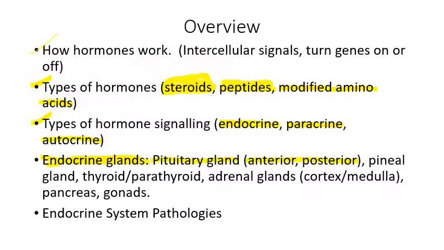And this is quite extraordinary, considering that it's only about the size of a pea. It's a pea-sized organ, but it's responsible for the secretion of dozens of different hormones, and it's responsible for controlling dozens of different bodily functions by sending out these intercellular signals.